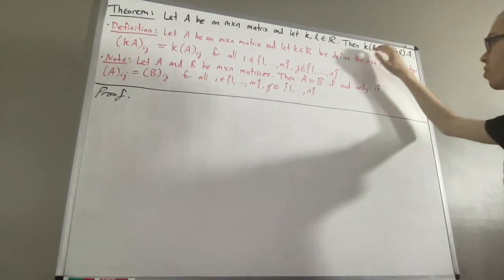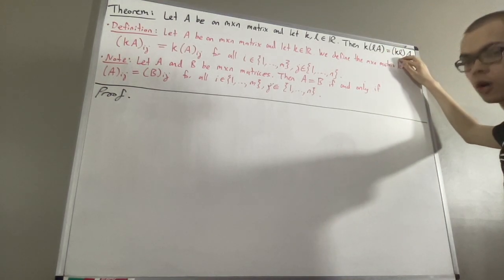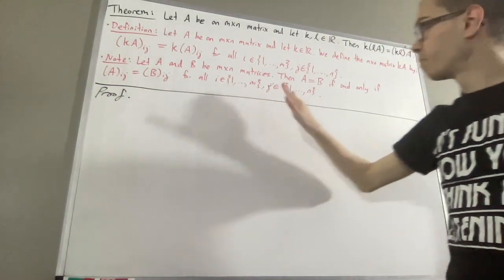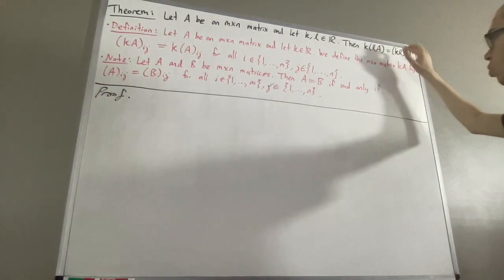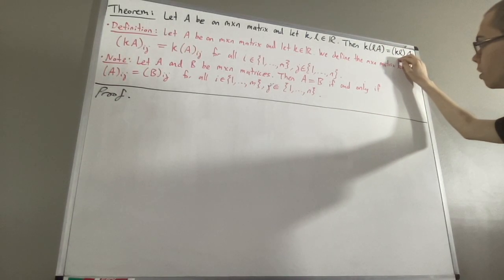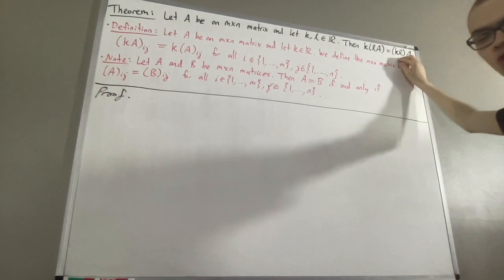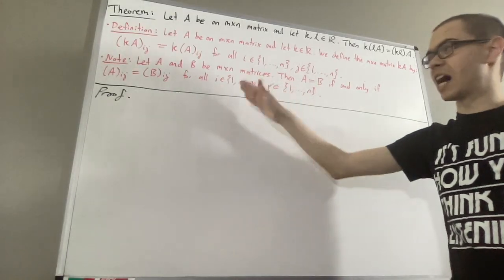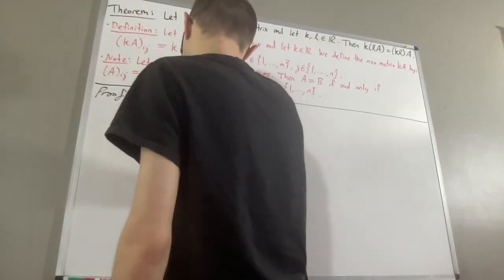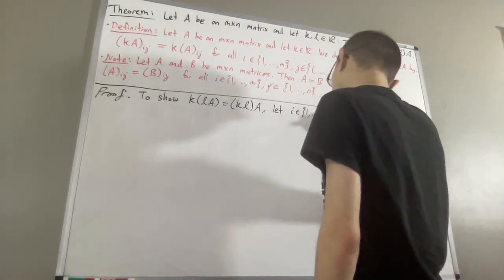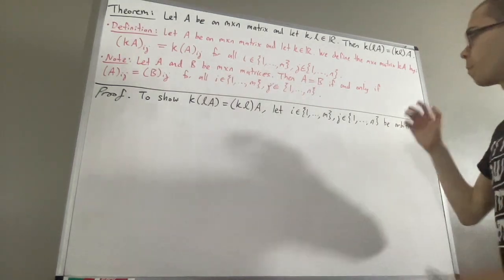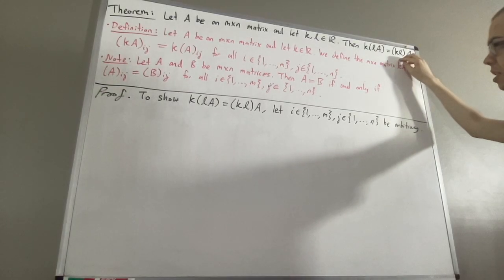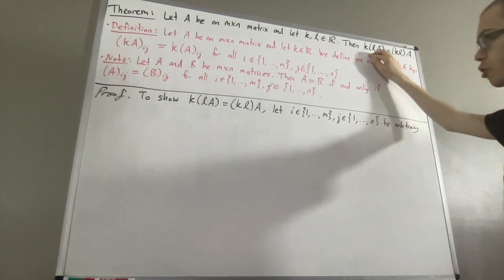Now our whole goal is to show that these two m by n matrices are equal, which means we want to show that for all i and j, the ij entry of this matrix is equal to the ij entry of this matrix. Since we're trying to prove a statement about all i and j, let's give ourselves arbitrary i and j. From here, we want to show that the ij entry of this matrix is equal to the ij entry of this matrix. So let's write out the ij entry of this matrix.